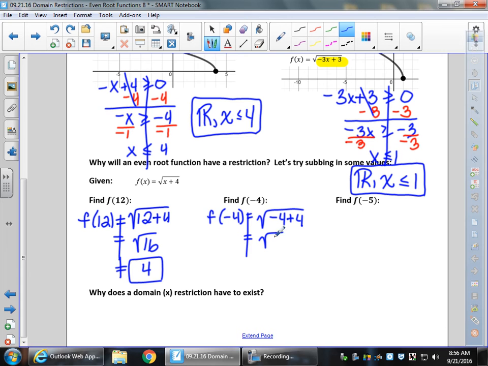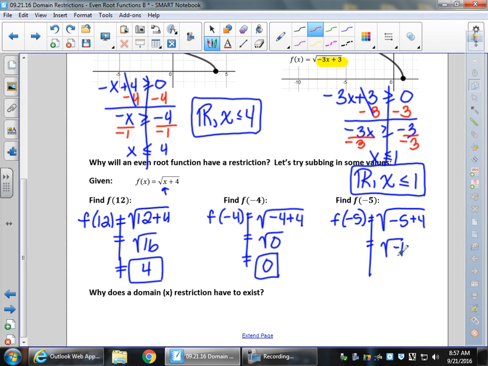What are you guys getting for the middle one? Good job. Is that okay? Okay. Good. Keep going. We're just plugging them in for x. What's happening on this last one? Is this okay? Why not? What's underneath? Negative. Does not exist.